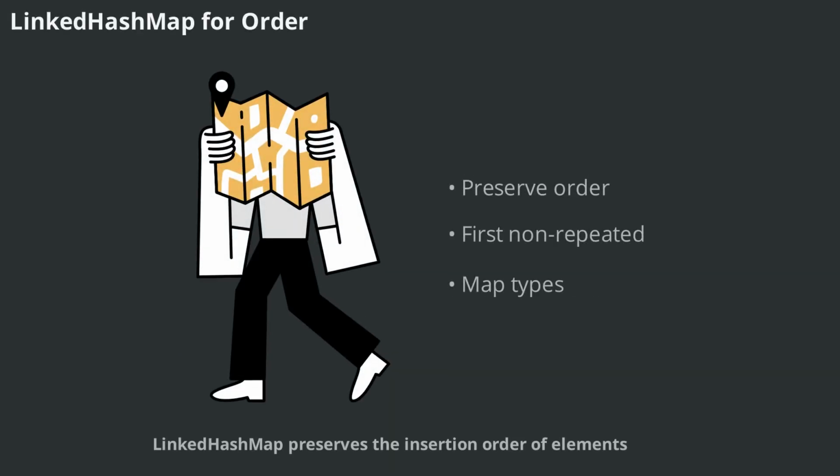LinkedHashMap preserves the insertion order of elements, making it ideal for problems where order matters. For example, finding the first non-repeated character in a string is easier with LinkedHashMap. Understanding when to use different map types is a valuable skill.